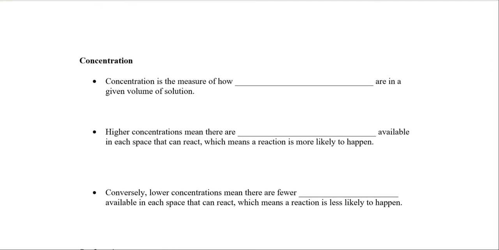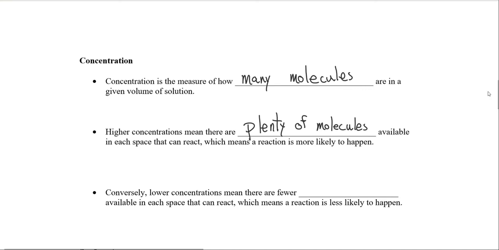The next factor affecting reaction rate is concentration. Concentration is a measure of how many molecules are in a given volume of solution. Higher concentration means that there are plenty of molecules available in each space that are able to react. This means a reaction is more likely to happen, and when reactions are more likely to happen, that means we are going to have a fast reaction.